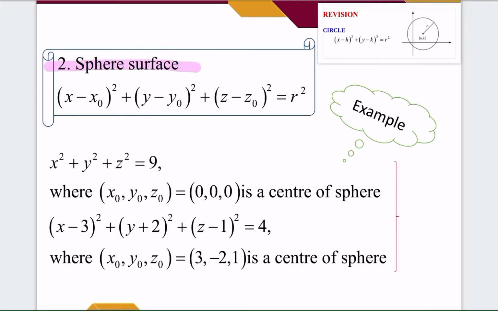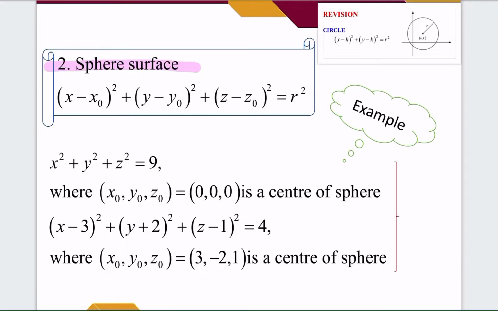For example, if we consider x is 0, we will have y and z. Or let's say if we have y is 0, then we will have x and z. And also if we are at the z plane, then it will be x and y. Now for the trace we will obtain a circle. Before this, in the plane surface, we had a line for a trace, but this time for the sphere surface we'll have a circle.